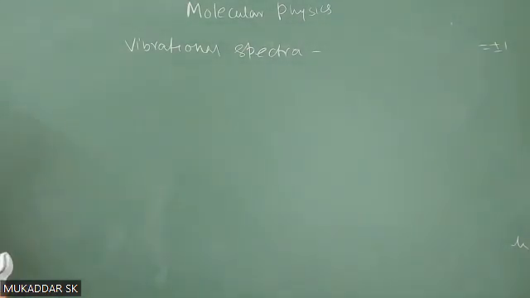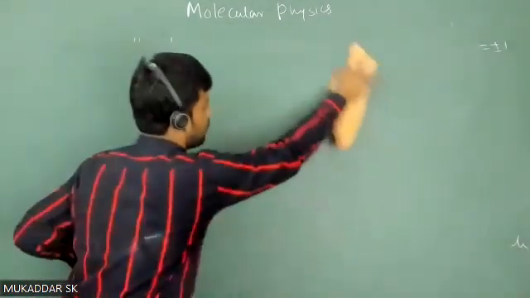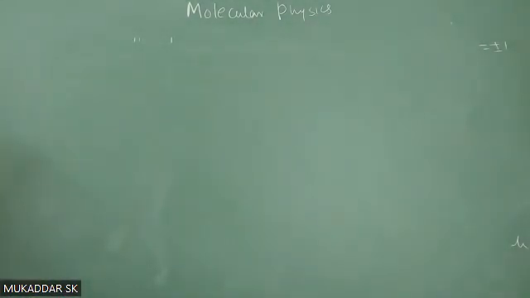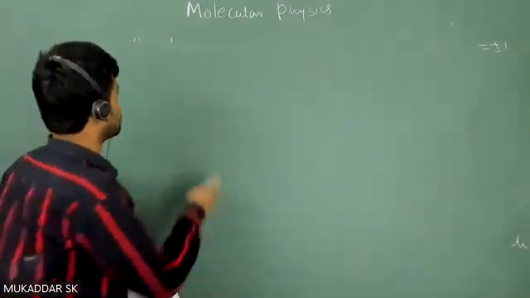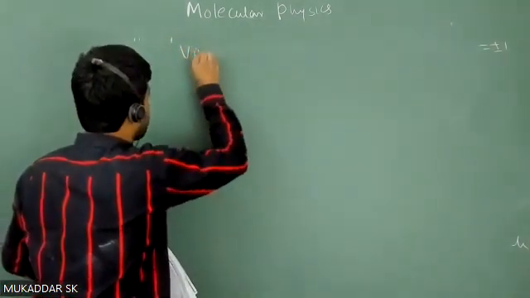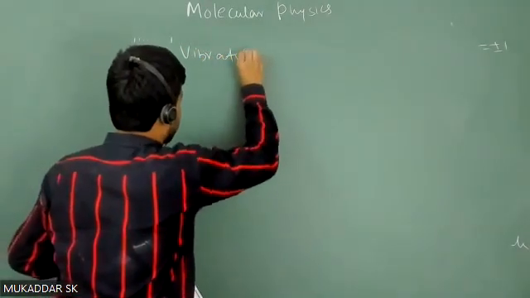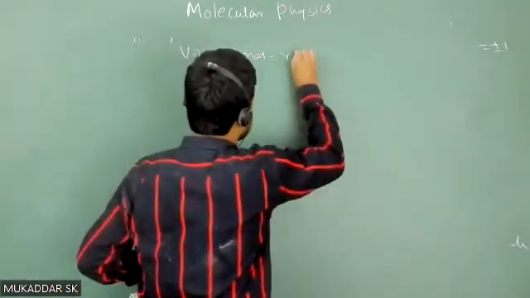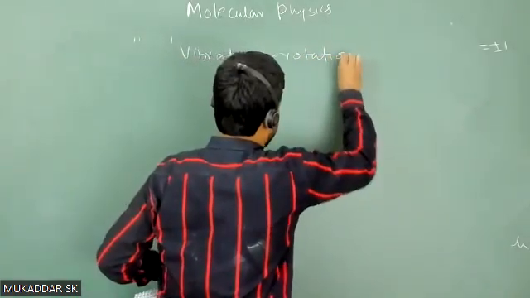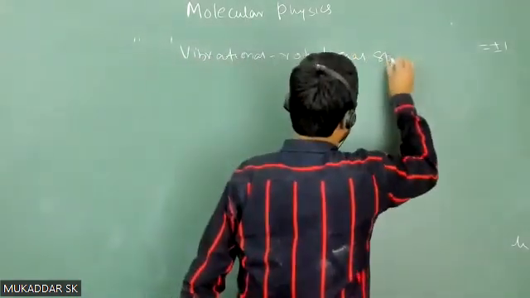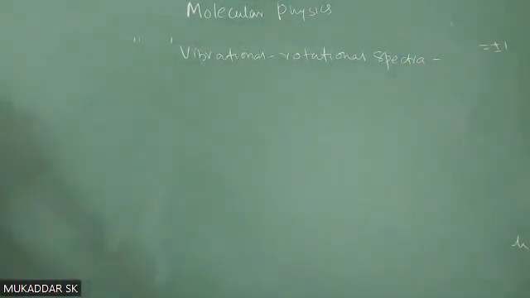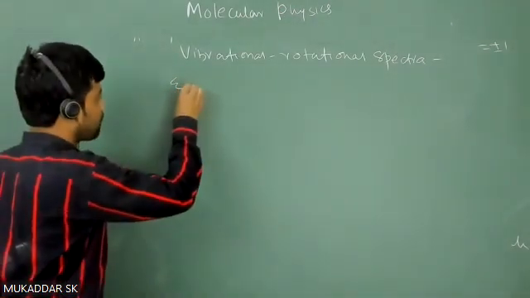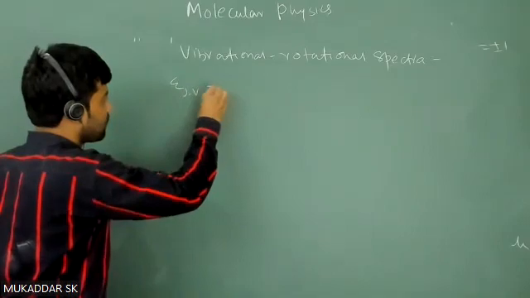Then next you have rotational vibrational spectra. As the Born-Oppenheimer approximation says, no pure vibrational spectra is possible. You can get pure rotational spectra, but pure vibrational spectra is not possible. Okay, so there's a concept of vibrational rotational spectra. The total energy of a molecule contains rotational energy plus vibrational energy.